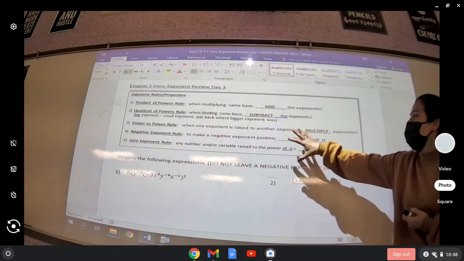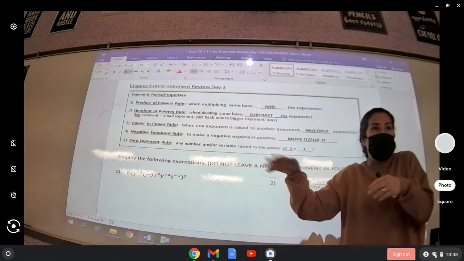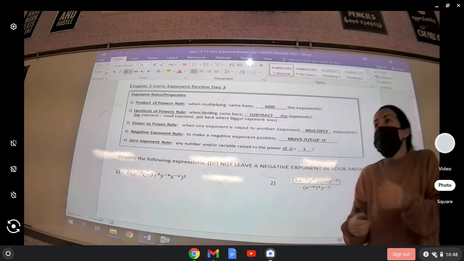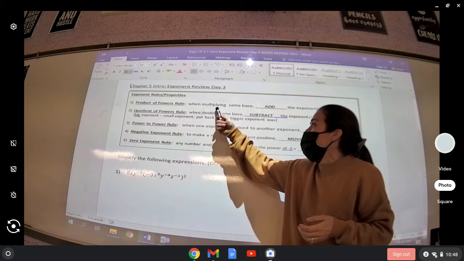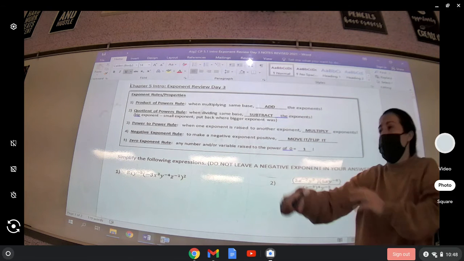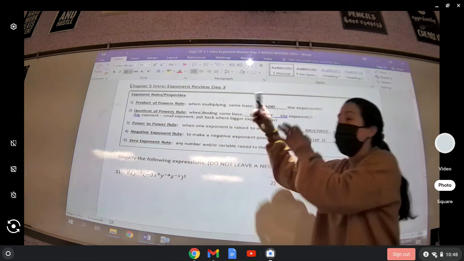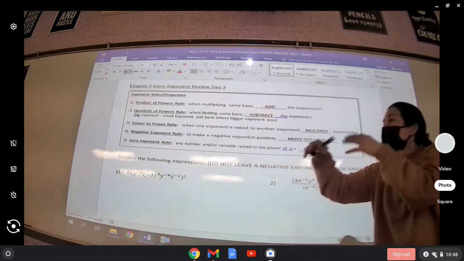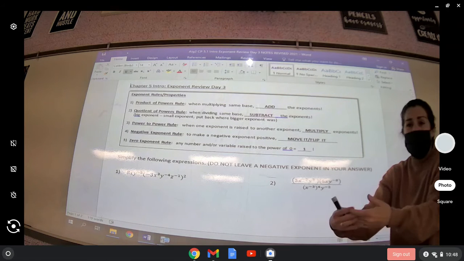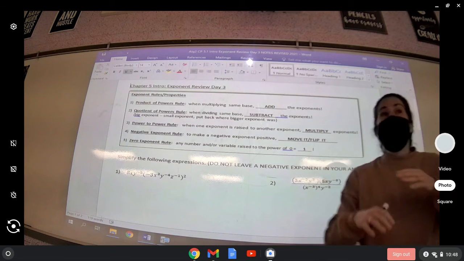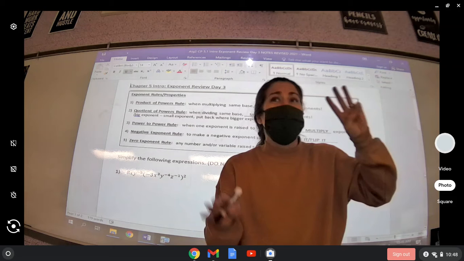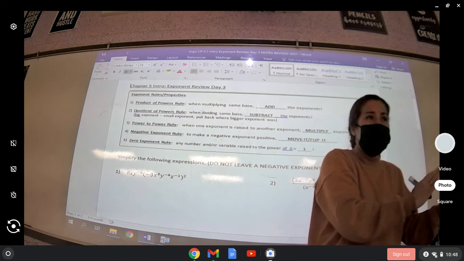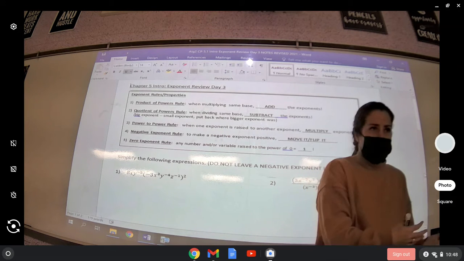All right, so at the top of your notes today, I just put all of the rules in one spot for you guys to have them to reference. So remember, rule number 1 says when multiplying the same base, we add exponents. Rule number 2 says when dividing the same base, we subtract exponents. Rule number 3 says when one exponent is raised to another exponent, we multiply exponents. And guys, that's it. Those are the only 3 things you're allowed to do with exponents. You're either adding them, subtracting them, or multiplying them.